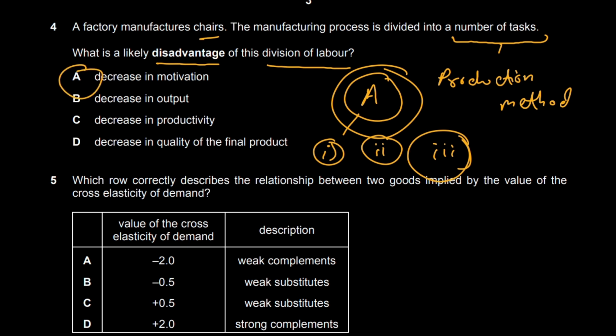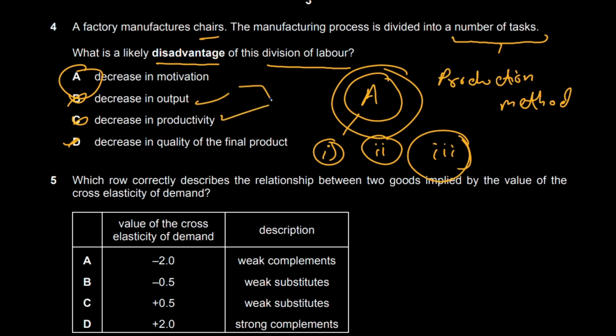Exactly, as when we divide our tasks, workers often perform repetitive tasks, which can lead to boredom and a decrease in motivation. Hence, options B, C, and D are all incorrect, as division of labor typically increases output and it increases our productivity.